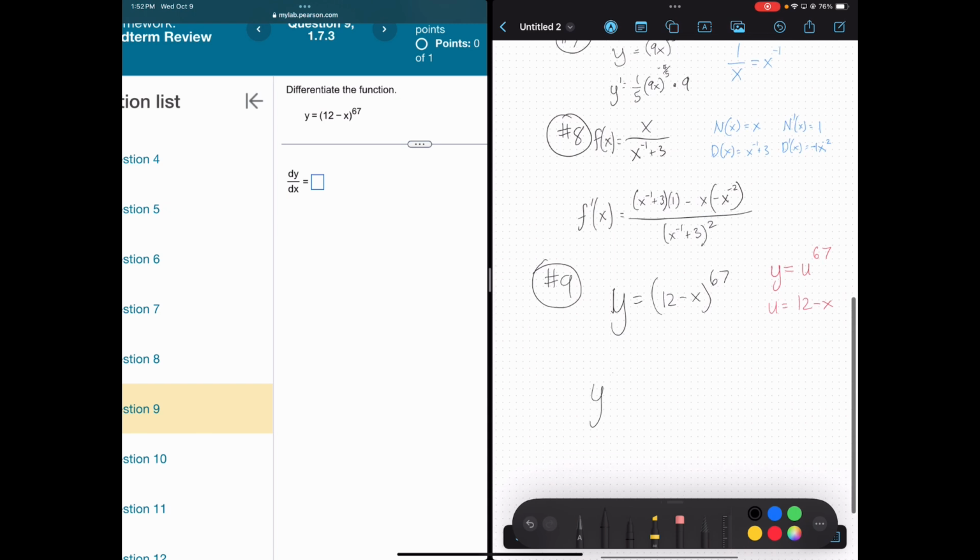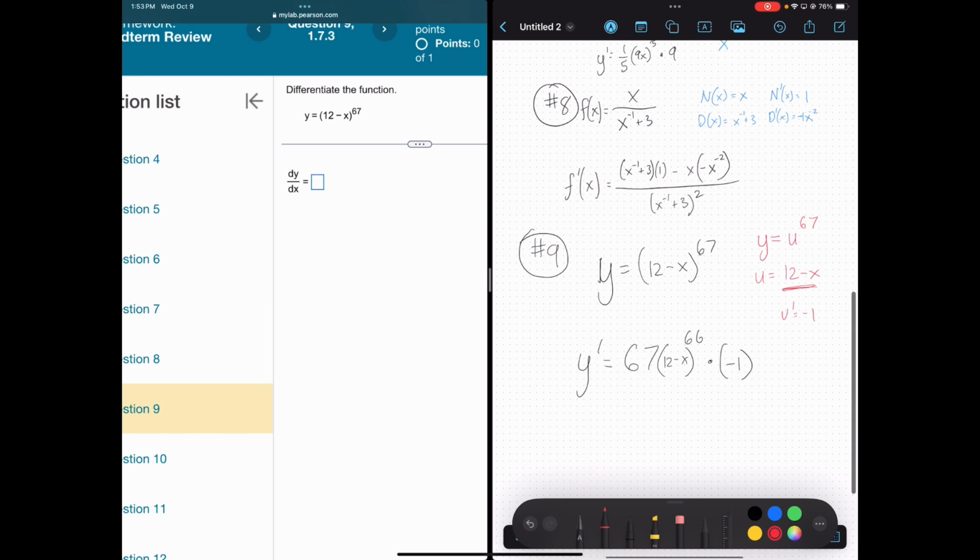So when I use the chain rule, I take the derivative of my outside function, which is 67u to the 66th. But what is u? u is your inside function. So I'm just going to keep that inside function the same, 12 minus x. So I have 67 times 12 minus x raised to the 66th power times the derivative of your inside function. Well, what's the derivative of this inside function right here? Just negative 1. And that's because u prime is equal to negative 1. Very nice. Questions about chain rule?